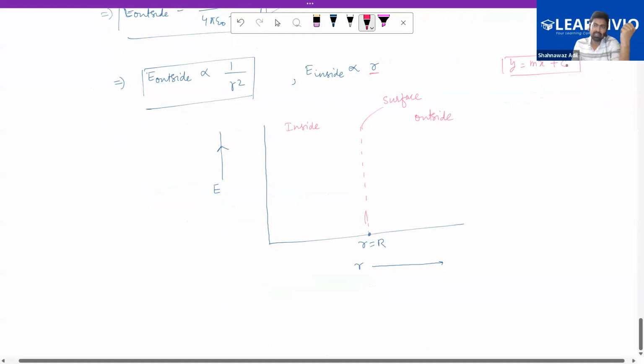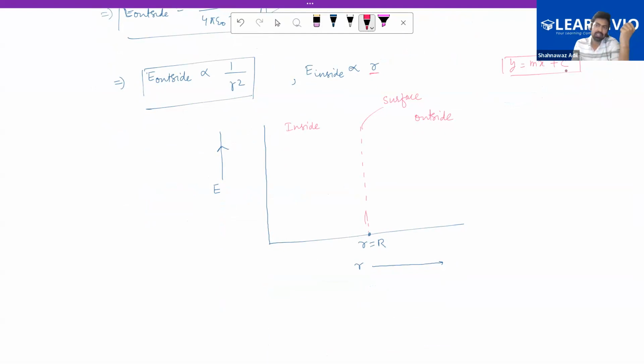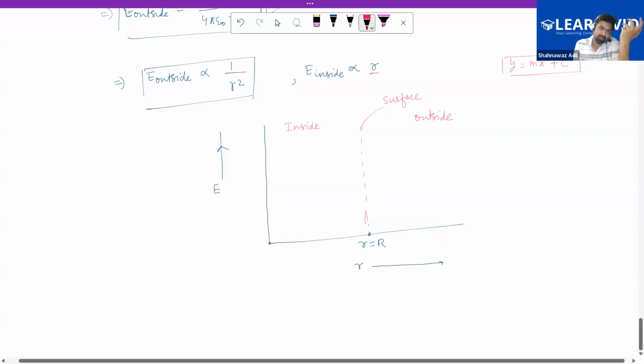This is a straight line. This C is the intercept. So this C tells you where you are at the initial point. If C is 0, which means that we are beginning from the center, so we are starting from here, and then it is increasing. So then this is your graph, a straight line.